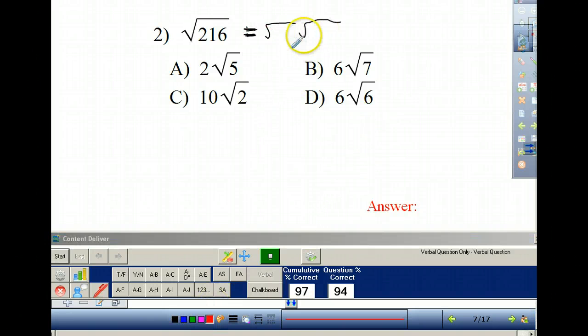Alright. So we end up with root 36 times 6, 6 root 6. Now, approximately, what does that equal to? About 14. So now get the decimal. Approximately, what does that equal to? 14?